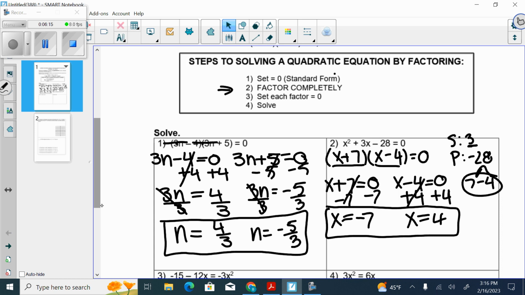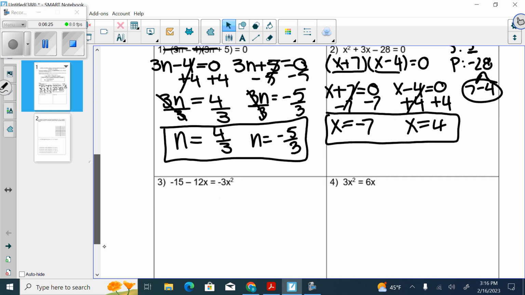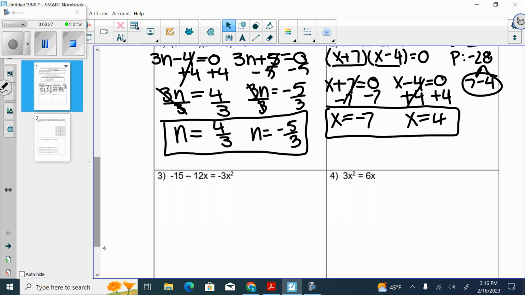Basically, every single time we're just following this list of 4 steps. Sometimes we'll get lucky and some of the steps will already be done for us. Okay, number 3. Is that one set equal to 0 right now? No. So I need to move the negative 3x squared. How would I move it?